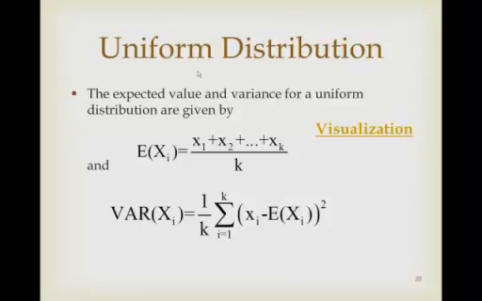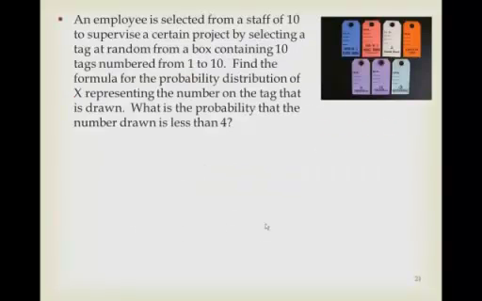So for the uniform distribution, we've got expected value and variance. The expected value is given by this. You can just add up all your different x's and divide by the total number of readings you've taken, so to speak, and here's how you would calculate your variance. So that's all there is to it for the uniform distribution.